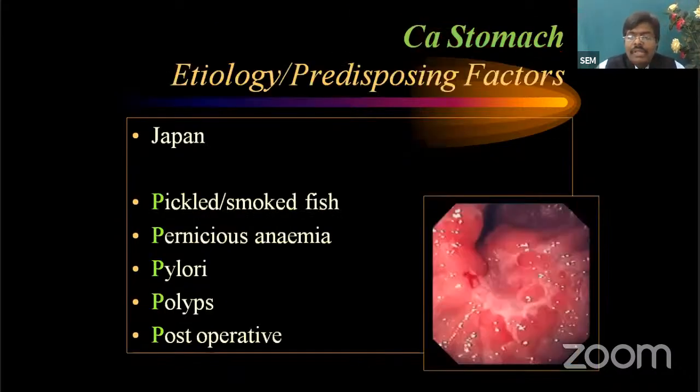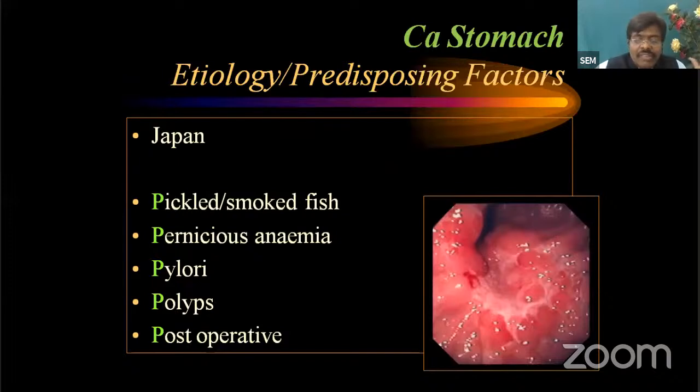See, for example, CA stomach, which country is it quite rampant in, if you ask me? One country, if you want to remember, is Japan. Because in Japan, or even in Asia, Southeast Asia, like Korea, China, they're all included, but Japan is the one country. Because they like what we call pickled fish or smoked fish. That's their delicacy.